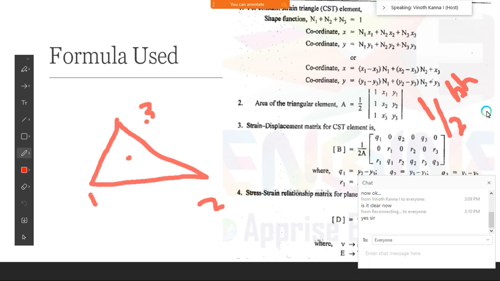Okay. So the next is the strain displacement matrix for the CST element. This is the important one, because they will ask two more questions also. That is the B matrix. So first, in a big question, you should know the coordinate values of x and y. Then you need to find out the area. Then you go with the stress strain displacement matrix, and finally go with the K matrix. This is the order you need to follow.